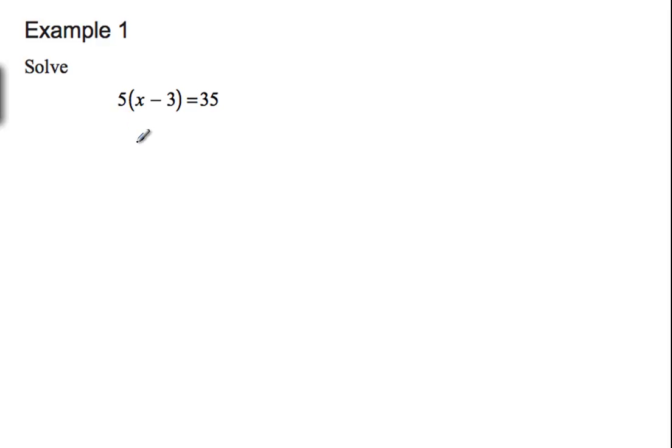Solve 5 times bracket x minus 3 close bracket equals 35. So what we're saying is we want to find out what value for x makes this statement true. 5 times something minus 3 equals 35. Maybe we could figure this out by trial and error, but we're going to use algebra, expand, and get the solution. So 5 times x, and 5 also multiplies out by negative 3. So 5 times x is 5x, and 5 times negative 3 is negative 15.